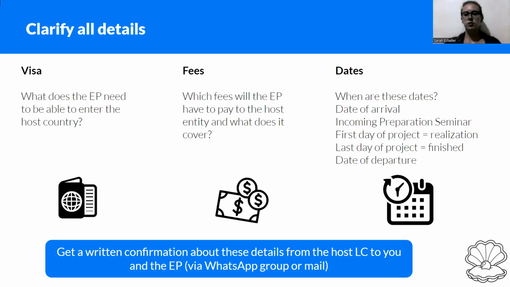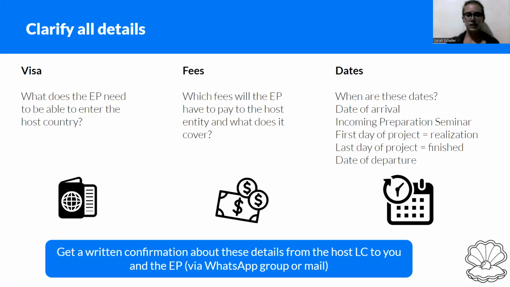Yeah. So if the starting date is a Monday, also the end date, the last day of the project, has officially to be 6 weeks after, also on a Monday. Yeah, not on a Friday before or something like that. It has to be exactly 6 weeks. If it's Monday, until Monday. And then, of course, also departure of the EP.